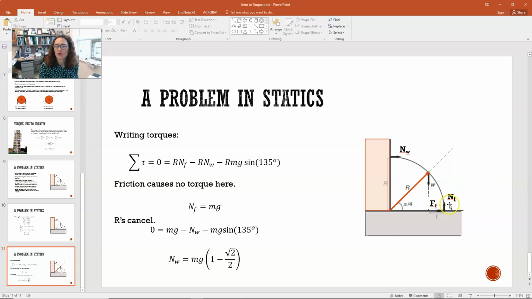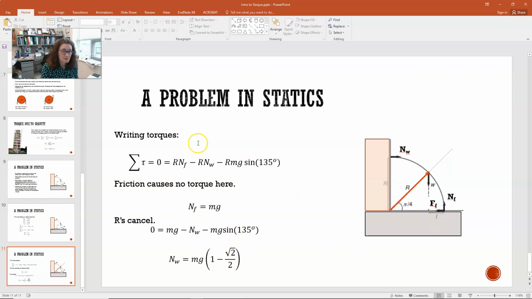Now, one last force. This is the friction. Friction is pointing in the negative x direction. But the position vector pointing from the origin to the point of application of the force points in the plus x direction. So since these things are 180 degrees apart, and the sine of 180 is 0, that means that the force of friction causes no torque on this system.